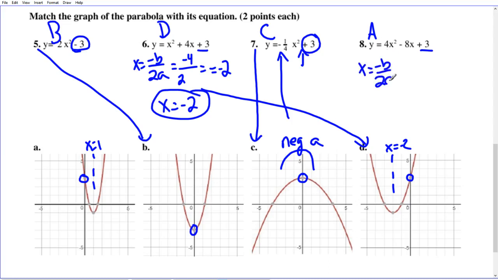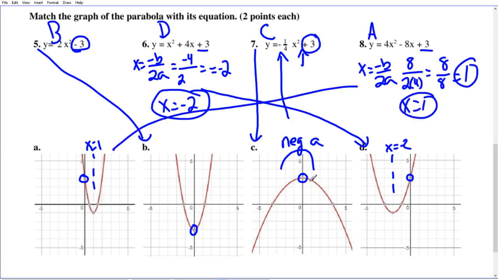Opposite of b over 2a. Hopefully this gives me x equals 1 as my line of symmetry. So opposite of negative 8 is positive 8, over 2 times a, which is 4, gives me 8 over 8, which equals 1. Yes, that guy worked out. My line of symmetry was x equals 1. He was good.